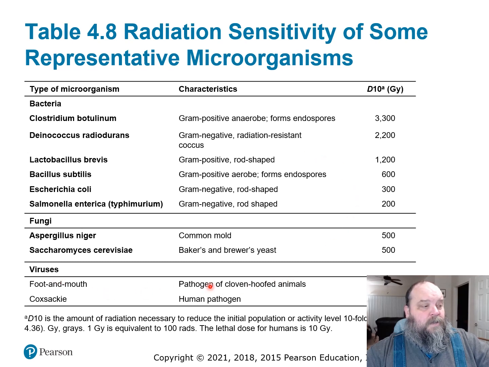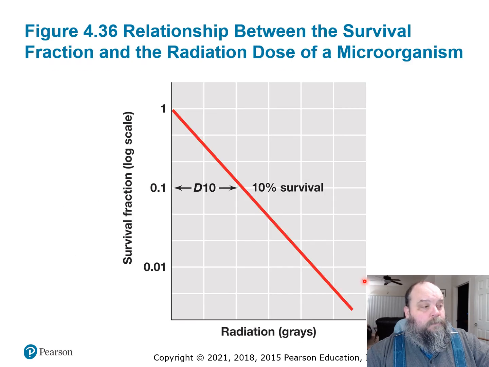Foot and mouth disease, the virus that causes foot and mouth disease. I can't see it behind my head, so you have to go look at Table 4.8 in the textbook. 13,000 grays. 1.3 million rads per dose. Holy smokes. So we can measure the survivability per radiation dose. How many grays in the dose? The D10, 10% survival. They'll also do the LD50: I want to get rid of 50%.